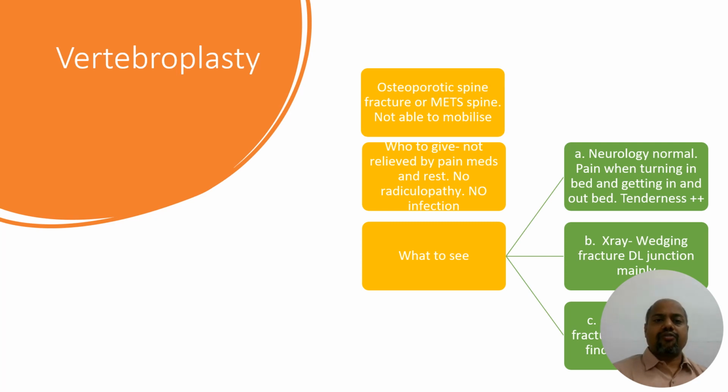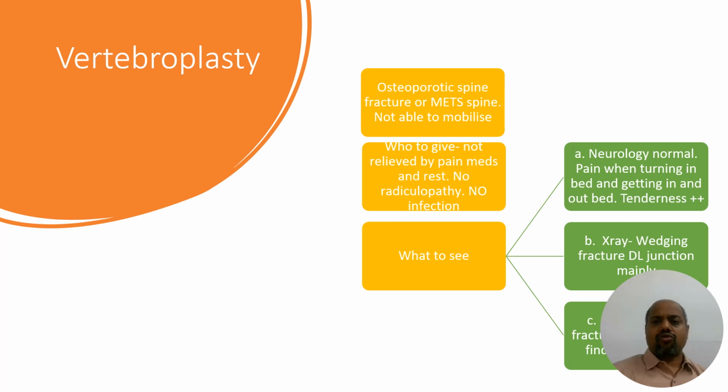So who to give it to? Those not relieved by pain medications and rest, with no radiculopathy and no infection. These are two contraindications. If you have got radiculopathy, that means there is some nerve compression which a vertebroplasty might not treat. Again, if you have got any infection, vertebroplasty itself is a foreign cement which you are putting in. If that gets infected, you might have to completely remove the cement from there.